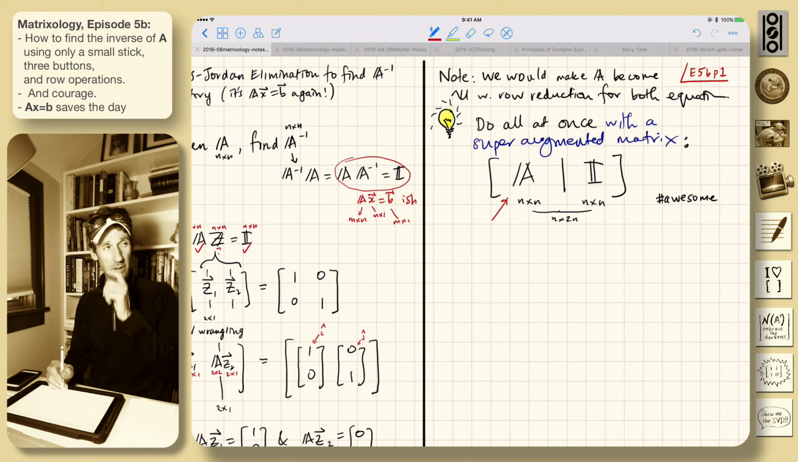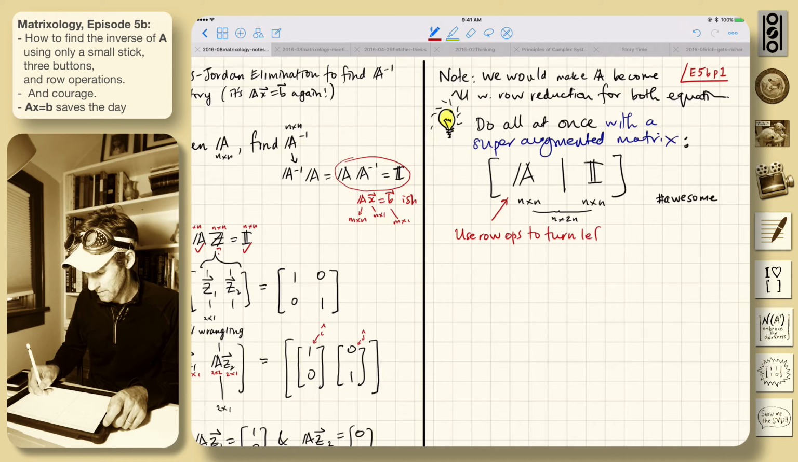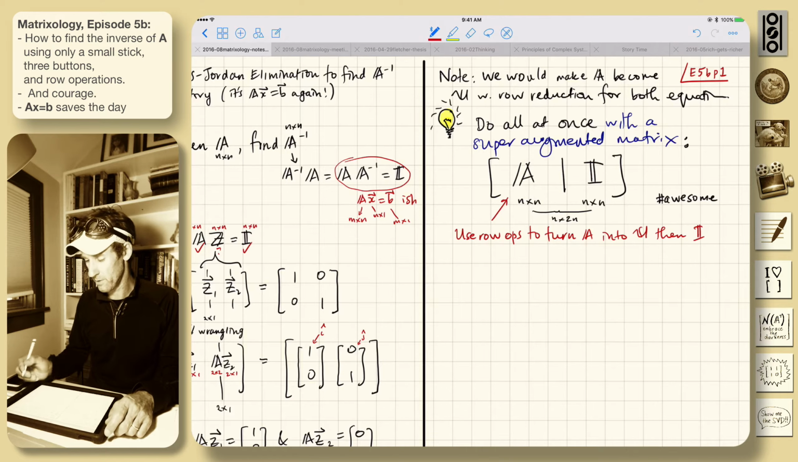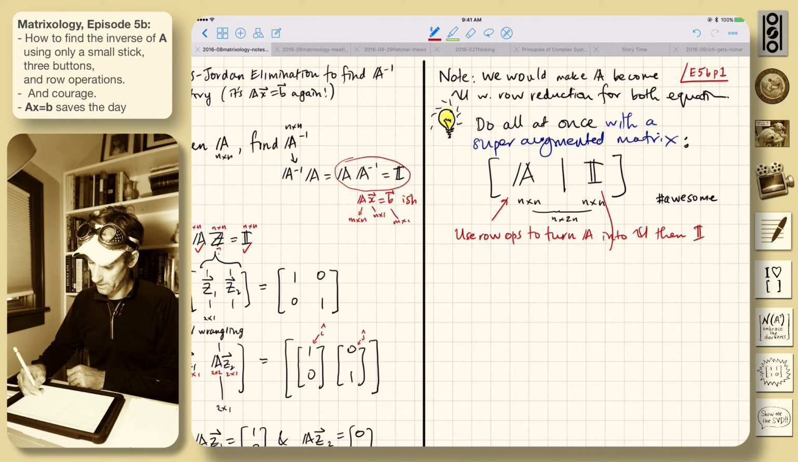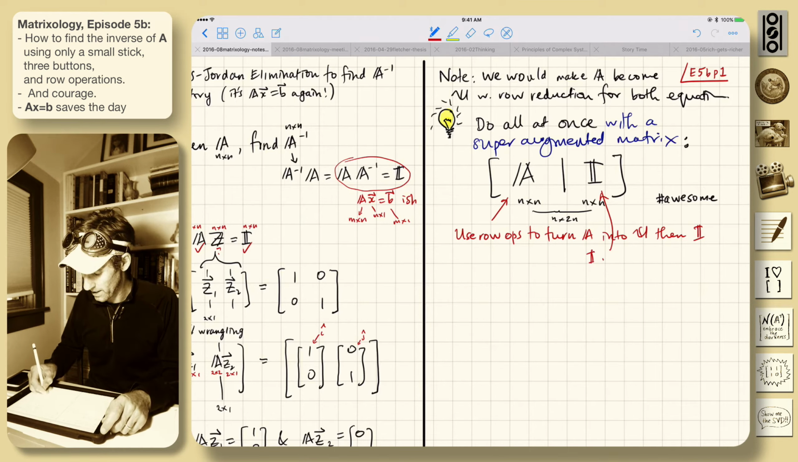In fact, we'll do more than Gauss. So basically use row operations to turn A first into U, the upper triangular matrix, then we'll keep reducing it. And on the right-hand side, we just let I change and change and change. I will change into A to the minus 1, the inverse.